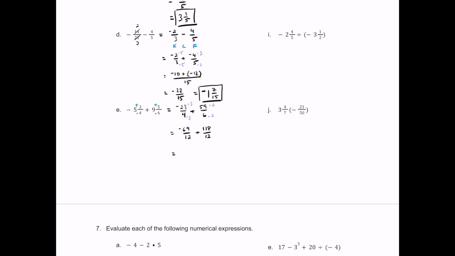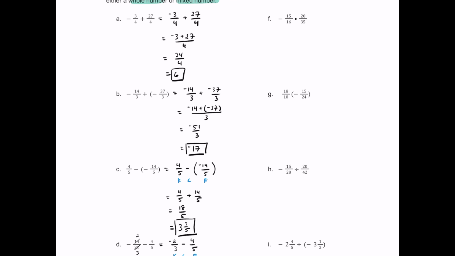So they are common denominators, so we can actually do something with the numerators here. Negative 69 plus 118 is the same thing as 118 minus 69, and that should equal 49 over 12, I believe. And 12 times 4 is 48, so 48 is 1 away from 49, so that's going to be 4 and 1/12.